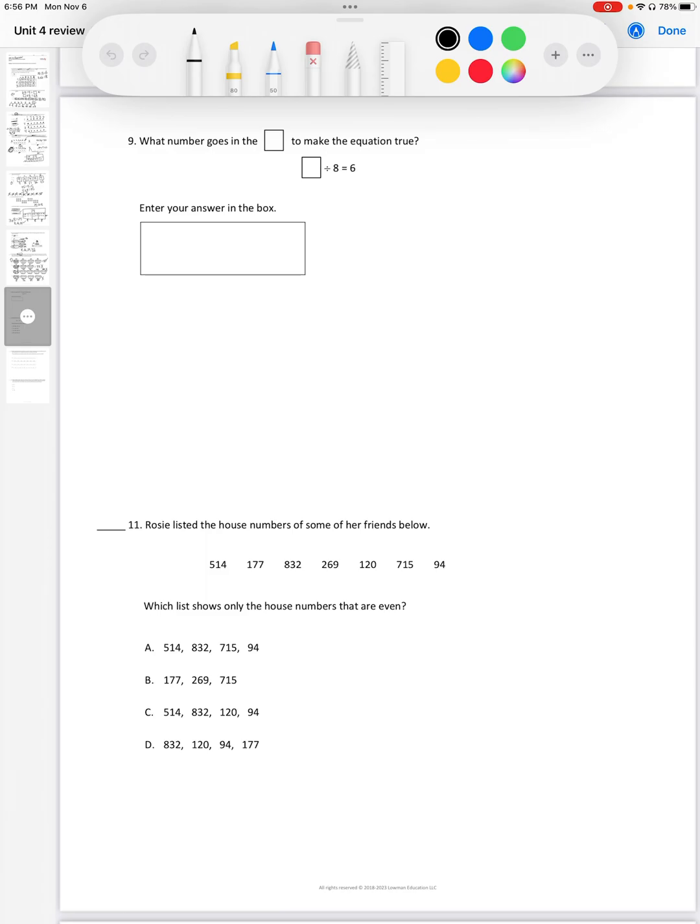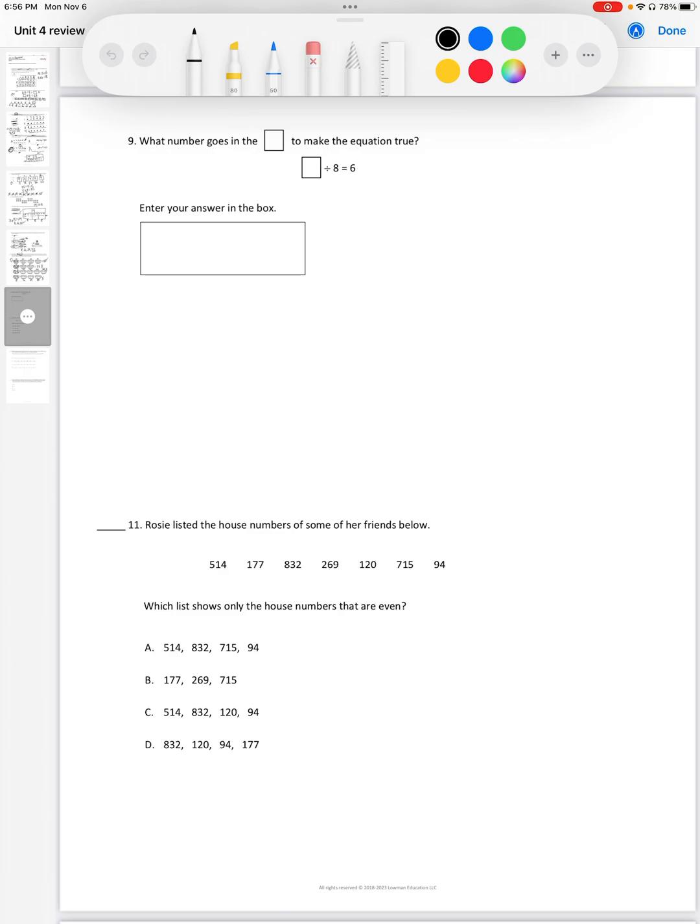We could sit here all day and try to figure out what number would go in that box that you could divide by 8 and have 6 in each group. And we could legitimately spend days trying to find the right number. Or, and this is what we should do, we can use our understanding of multiplication to help us solve this.